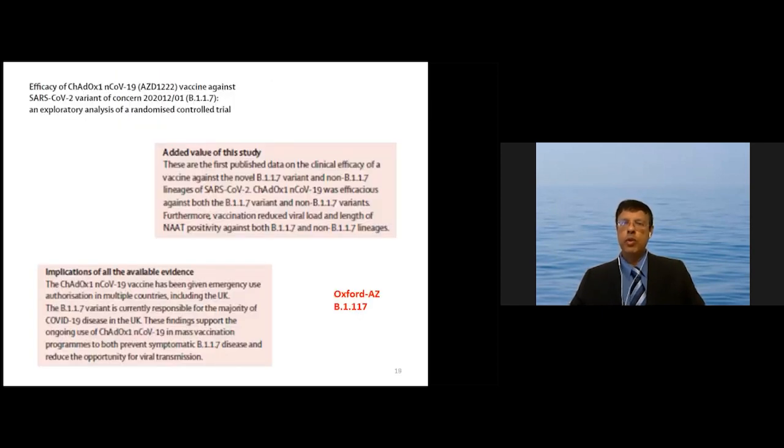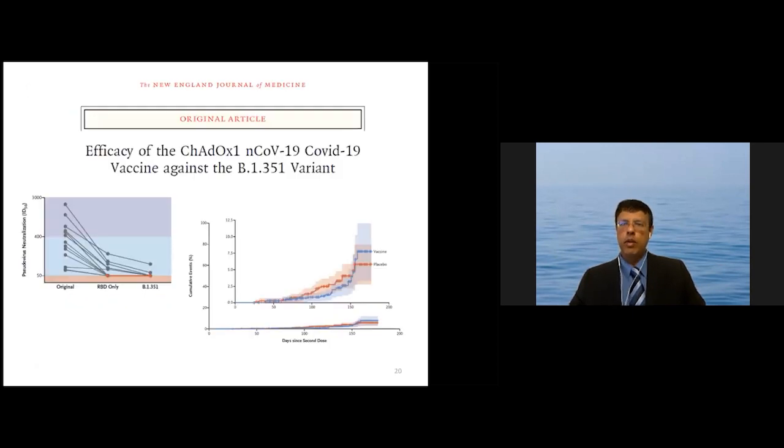When it comes to the Oxford vaccine, this is a real-world study. They assessed the Oxford vaccine against the UK variant, and they found it to be effective. However, in the small study that was done in South Africa, the Oxford vaccine was not effective against preventing mild or moderate COVID-19 in a South African setting, and that was the South African variant. However, it still was able to prevent severe disease.